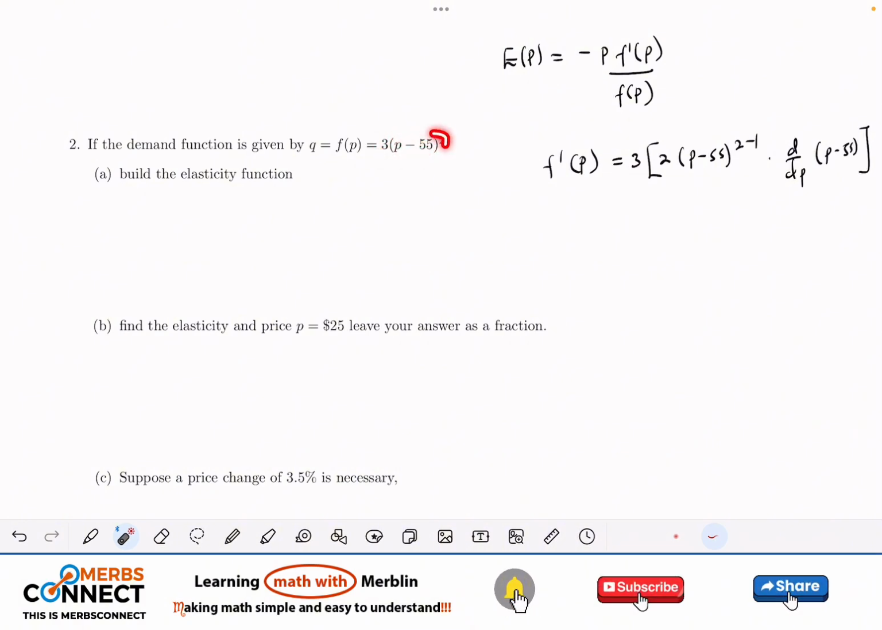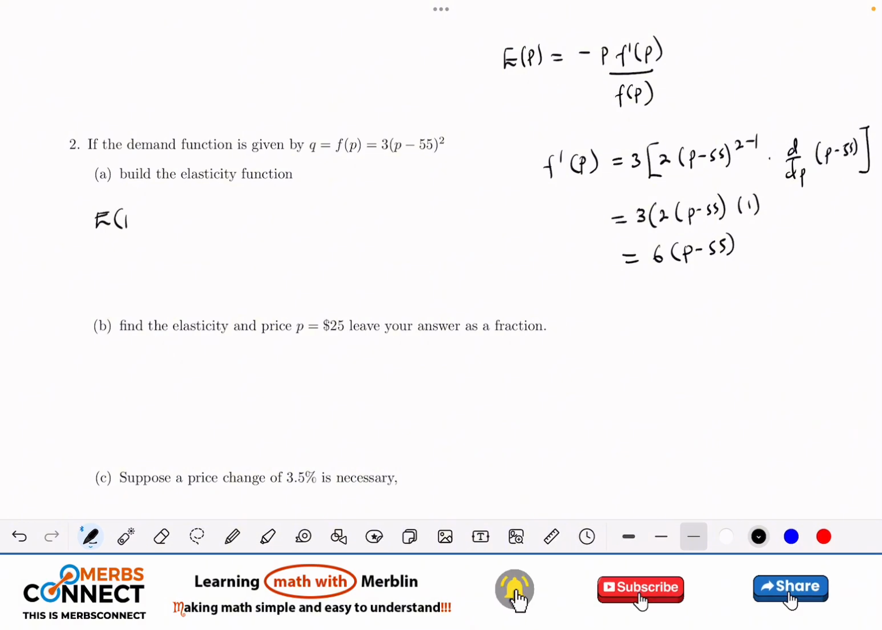Now I want to use the power rule to differentiate this before I think about the chain rule. So 2 drops down. I maintain the whole function, subtract 1 times the derivative of what is inside the parenthesis. So this is going to give us 3 times 2. Then this will be P minus 55. When I differentiate P, I get 1. When I differentiate 55, I get 0. So this is going to give us 6 times (P minus 55). So this is what I'm going to get for Q prime.